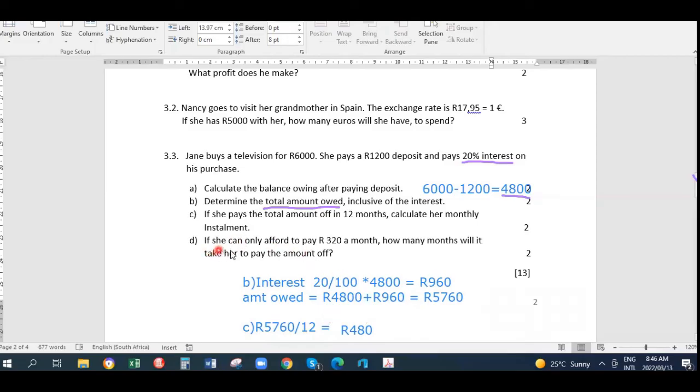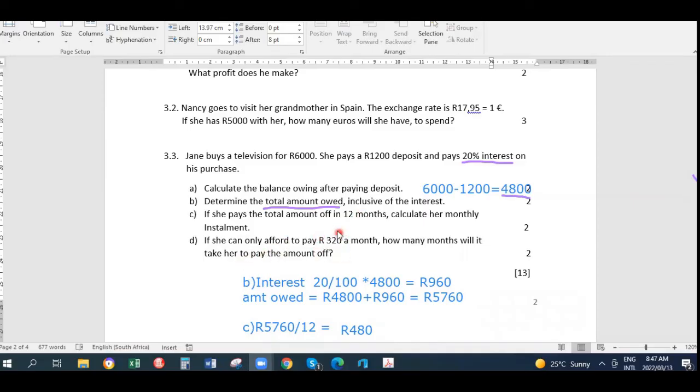Now the next one, if she can only afford to pay 320 Rand a month, how many months will it take her to pay off? Now if we're assuming she can't pay 480 a month, but she can only pay 320, then she's not going to take 12 months. She's going to take longer than 12 months because she's paying a smaller amount.